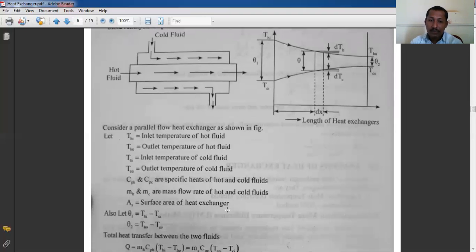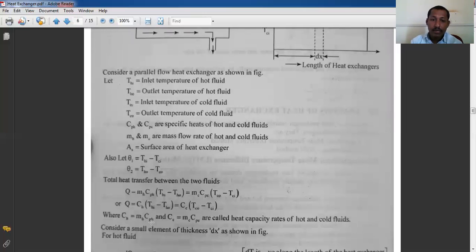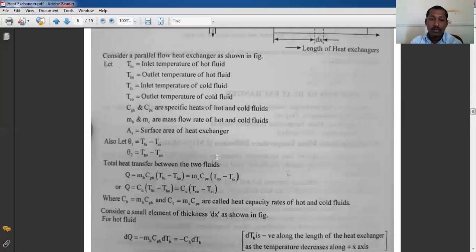CPH and CPC are specific heats of the hot and cold fluids respectively. MH and MC, mass flow rate of the hot fluid and mass flow rate of the cold fluid respectively. AS, surface area of the heat exchanger. Now I have taken theta 1 equal to THI minus TCI, theta 2 equal to THO minus TCO. Okay. After that, I'll write the equation for the heat transfer, that is the total heat transfer between the two fluids.